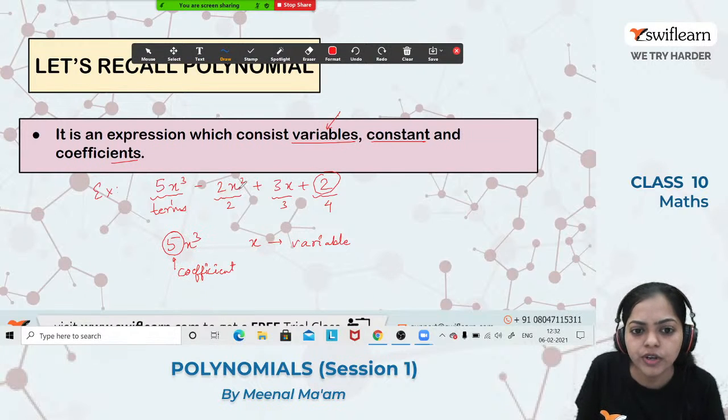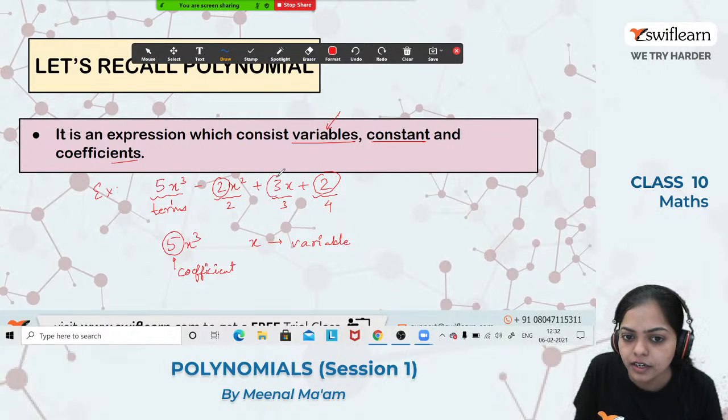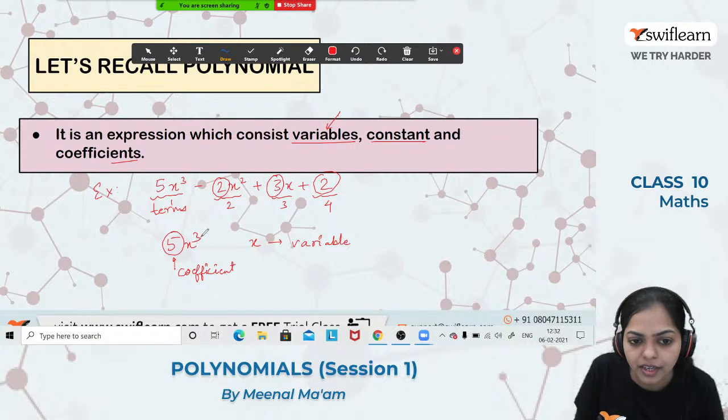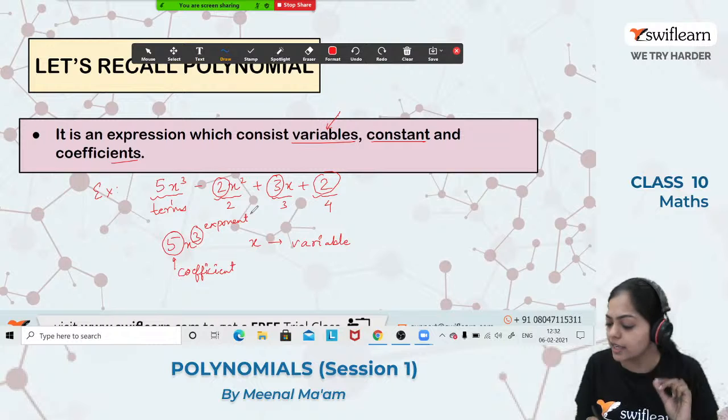If I say what is the coefficient of x square, then the coefficient of x square is what? 2. If I say what is the coefficient of x, then the coefficient of x is what? 3. So every term consists of what? Variable, coefficient and one more thing. You see that x raised to the power 3. So this power is nothing but it is known as exponent. What is it known as? It is known as exponent.